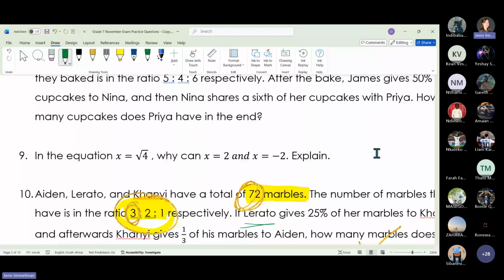Okay. So, pay attention. In the equation, x is equal to square root of 4. Why can x be equal to 2 and x can be equal to -2? Explain. When I say explain, that means you need to justify, you need to show me, either in words or with numbers, why it can be 2 and -2.